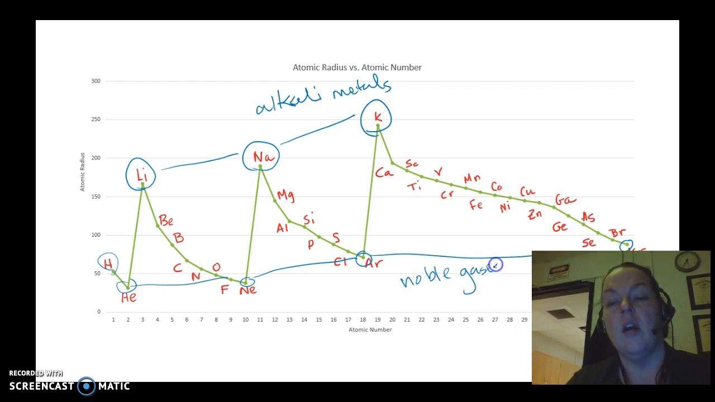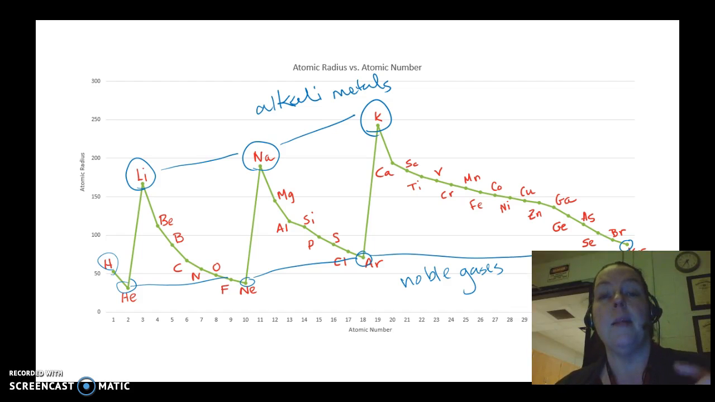So once again, we have something with these two far left and far right groups and families that we're seeing something happening with. In this case, the atomic radius, that means the size of the ball of the atom, is biggest with lithium, sodium, and potassium. The alkali metals are bigger. And the noble gases are smaller.